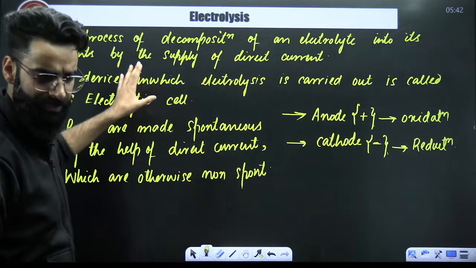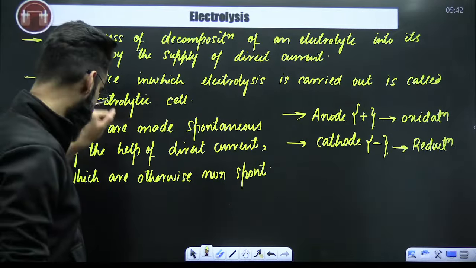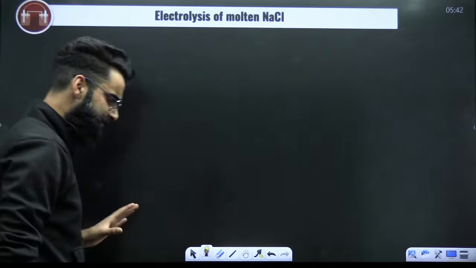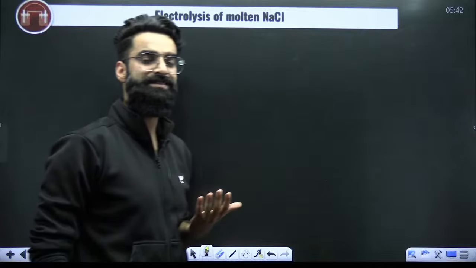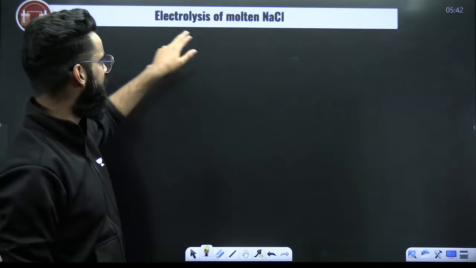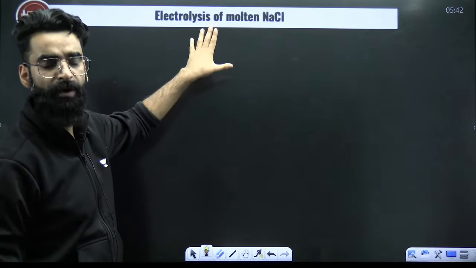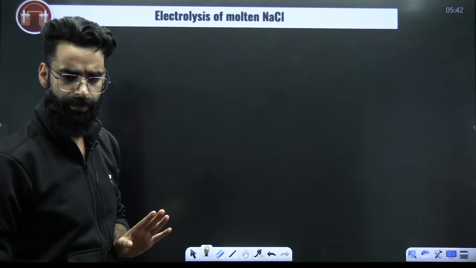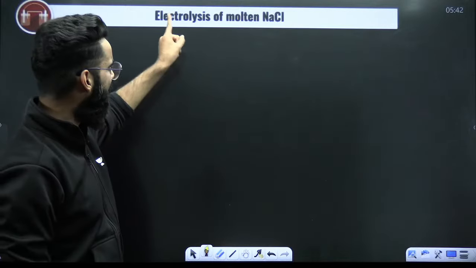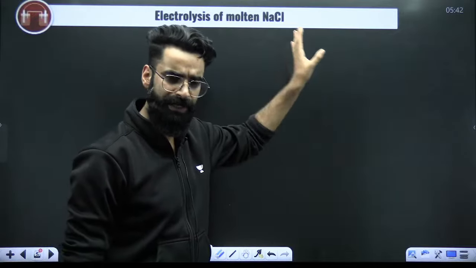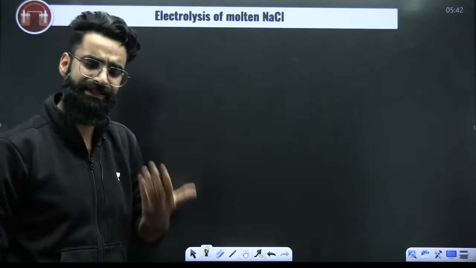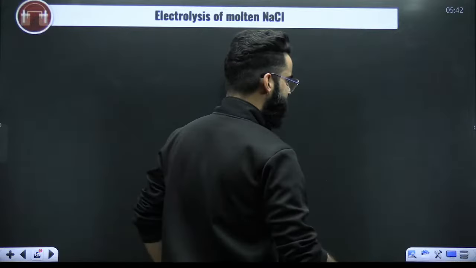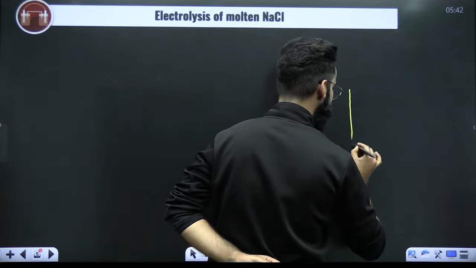Now let's try to understand all these things in detail. I believe you have taken a note of all these things. My dear students, in order to make you understand electrolysis, I'll be taking one example, with the help of which you'll understand what electrolysis is all about. So I'm going to do the electrolysis of molten NaCl, and automatically you'll get the idea what electrolysis exactly is.